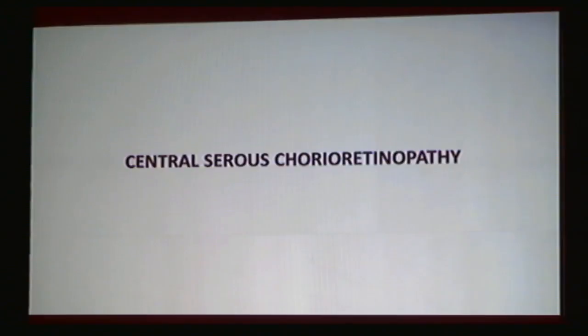A few slides on central serous chorioretinopathy. Probably this is one of those diseases where we don't understand much.